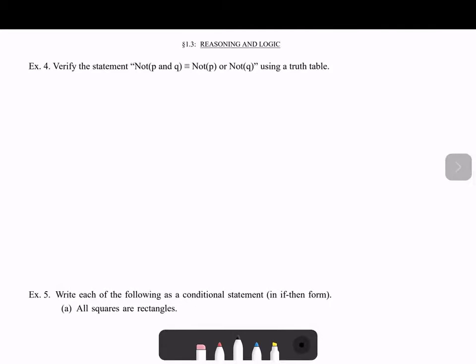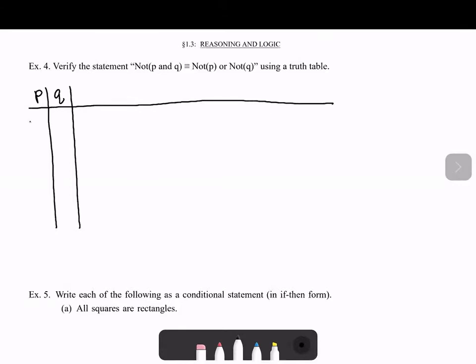We essentially want to write the truth tables for each of these statements and verify that they match. That's the easiest way to use a truth table to verify the logical equivalence of two things. Remember, all of our truth tables always start out the exact same way. We have a P column and a Q column, and they always start out the same. P is true, true, false, false, and Q is true, false, true, false.